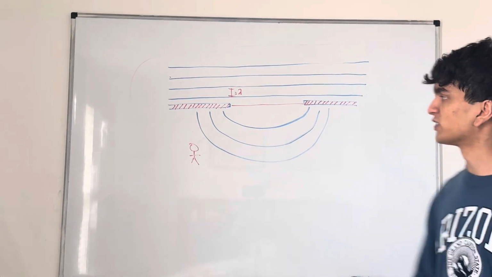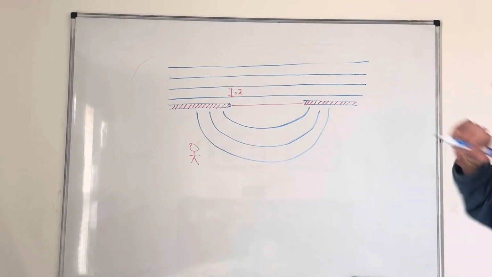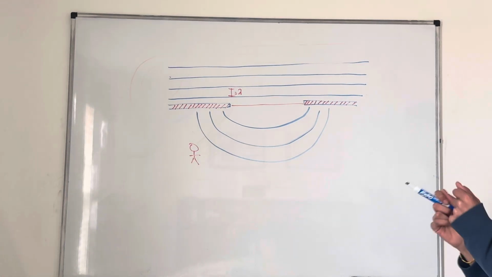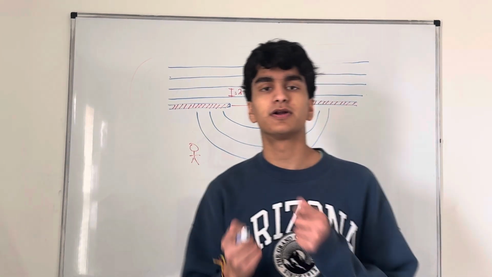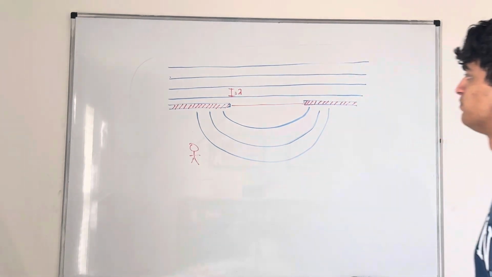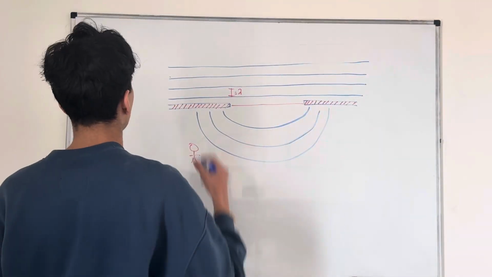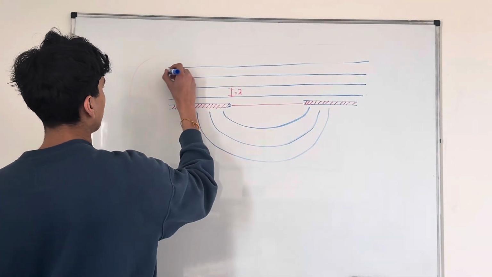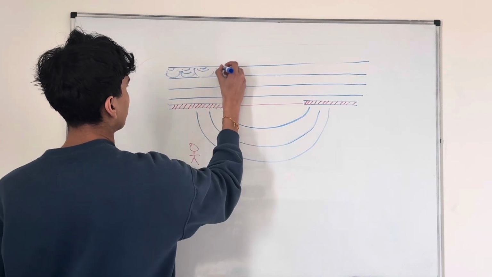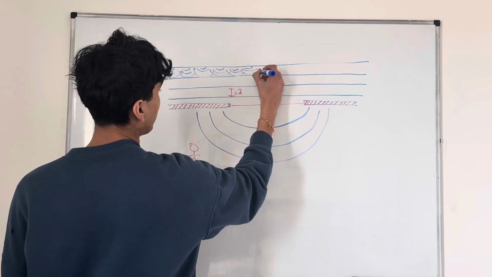The key gist of Huygens principle is that on a wavefront, each point on that wavefront can be treated as a source for secondary waves. So if you think about points along this very top wavefront, they each can be treated as sources of their own, sources of these secondary waves.